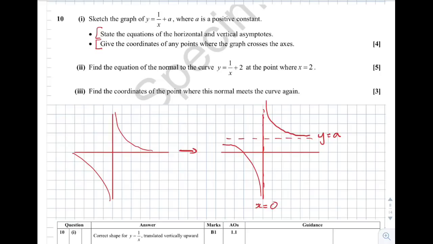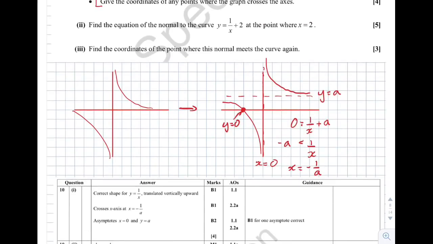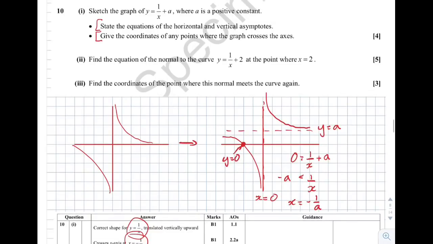Now we also need to know where it crosses the axes. We see it only crosses the x-axis, which is where y equals 0. So to find that, we need to set y to 0. So we're going to have 1 over x equals minus a, so x will equal minus 1 over a. And that's where it's going to cross the x-axis. To get the marks there, the correct shape of y equals 1 over x moved upwards gets you a mark. Crossing at minus 1 over a gets you another mark. And the asymptotes get you the last 2 marks, so you need to make sure you state those as well.